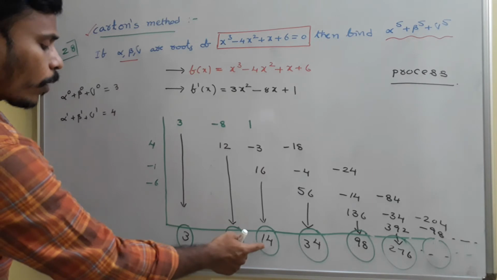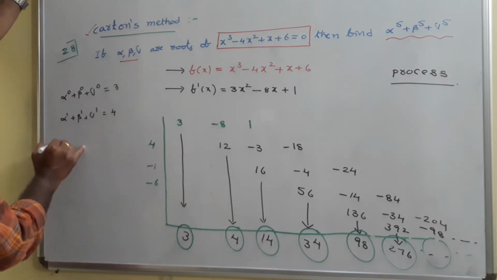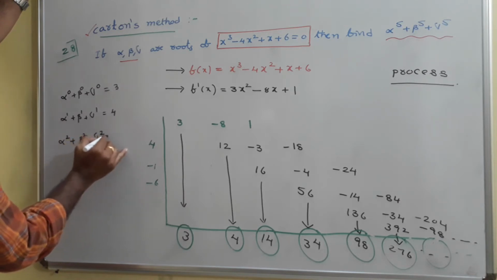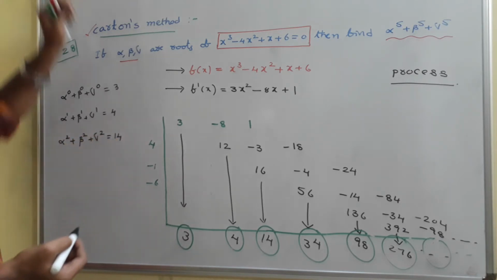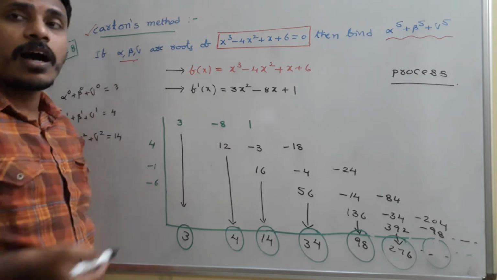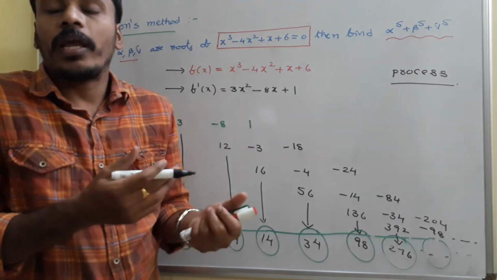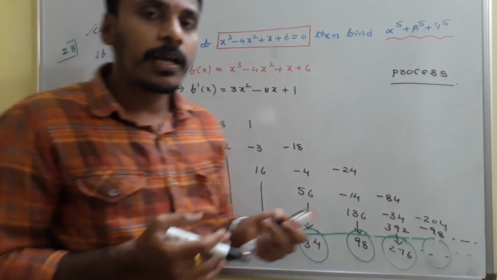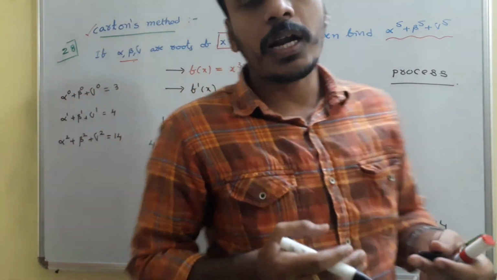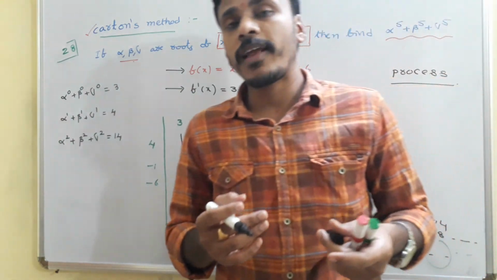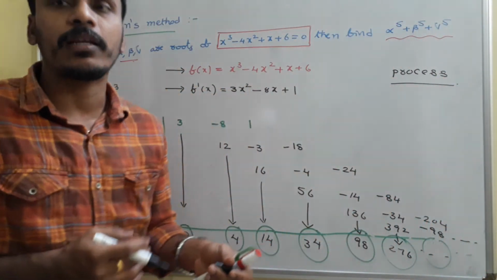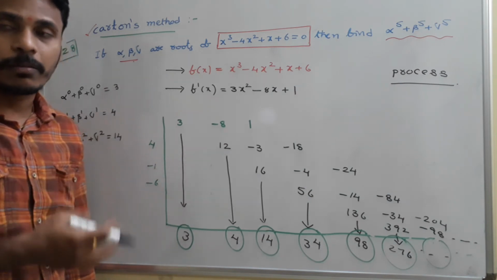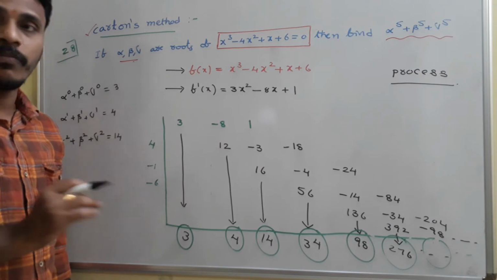Okay. And then what do you say about this 14? That 14 will represent alpha square plus beta square plus gamma square. That is 14. If you wish, just check it. Since alpha, beta, gamma are the roots of this equation, we will easily find out alpha plus beta plus gamma, alpha beta plus beta gamma plus gamma alpha, and alpha into beta into gamma. After having those three relations, you just try to find this alpha square, beta square, gamma square as we discussed in the last class using algebraic methods. Again, you will get the same value.